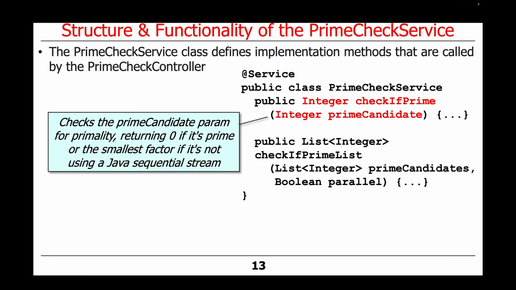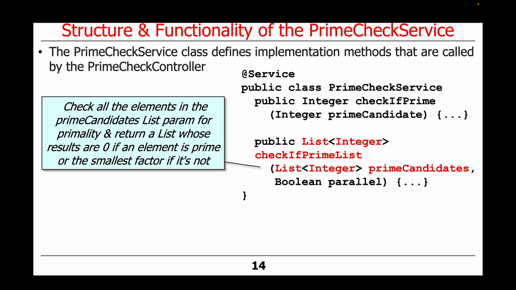You can see here there's a method called checkIfPrime. Notice there are no other annotations on these methods, unlike the controller, because at this point everything is in Java native types. So we have checkIfPrime, which takes an integer prime candidate, and it will check to see if the value is prime. And if it is prime, it returns 0. If it doesn't find it to be prime, it returns the smallest factor that can be used to divide the number. And so that's what checkIfPrime does.